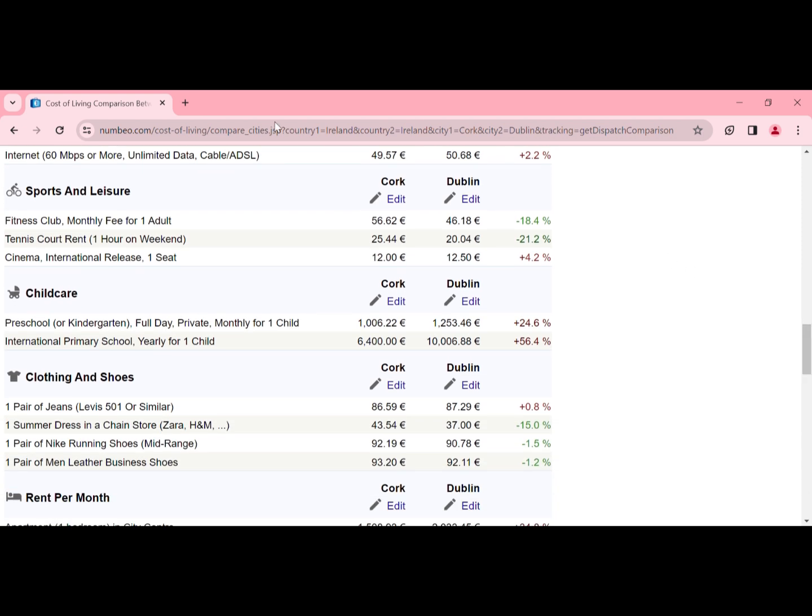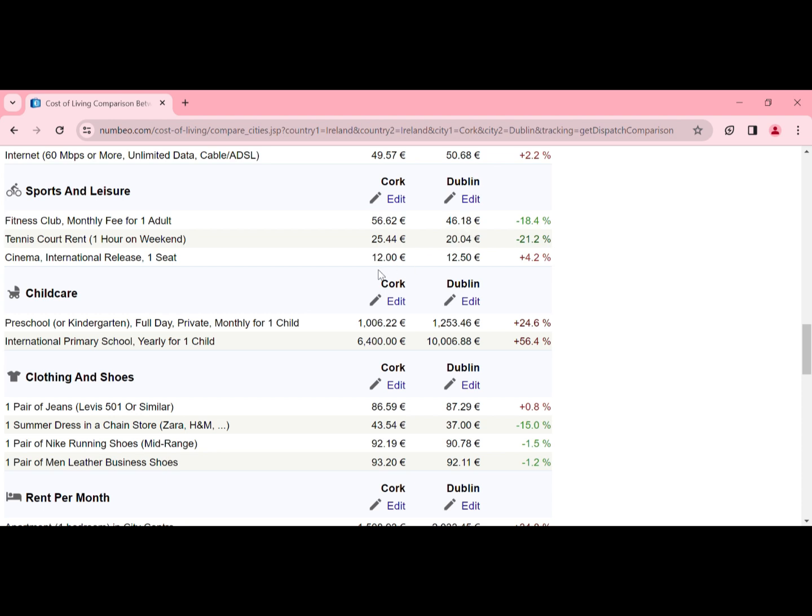So let's look at sports and leisure. Let's look at that. Fitness club monthly fee for 1 hour, tennis court rent, cinema international release one seat. Let's see, for the fitness club it's like 56.62 in Cork, and then in Dublin it's like 46.18.